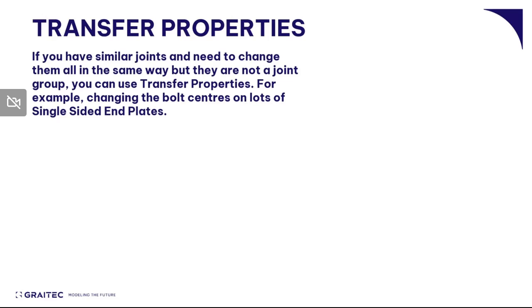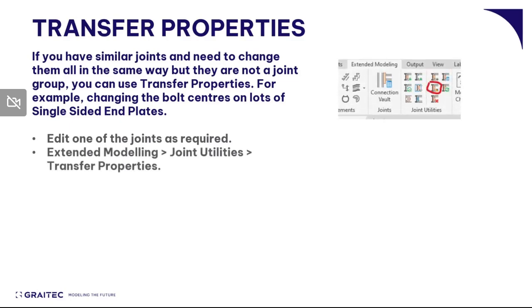So, for example, you might be changing the bolt centers on the first joint. You want all your end plates to have new bolt centers, but you want to change them all, but what's the easy way? Well, you edit the first joint as required, so you can change the bolt centers, change the plate size, do whatever you need to do to that first copy of the joint.